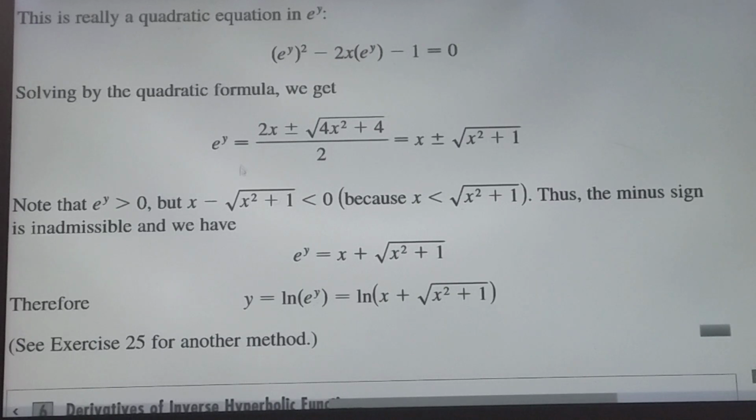So from this solving of e to the power y, we are going to have two solutions because it's a quadratic equation. So the first solution will be x plus square root of x squared plus 1, and then the other one will be x minus square root of x squared plus 1. So which one are we going to take as our value here? Is it a positive or is it a negative? That's where we say that e to the power y has to be greater than 0.